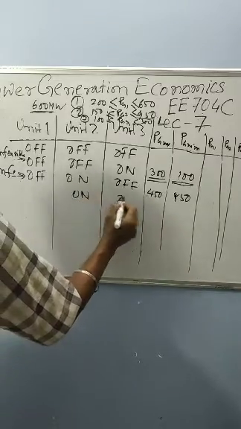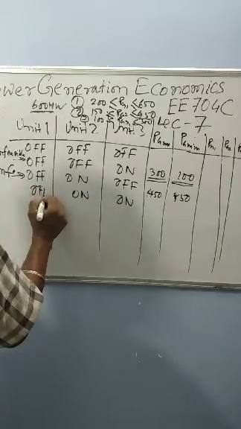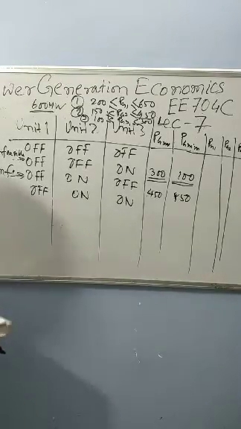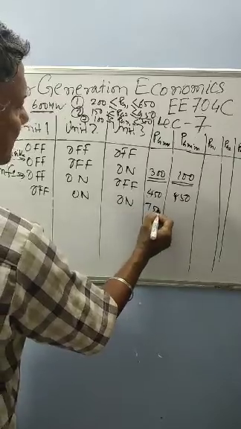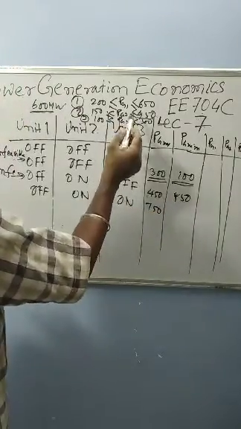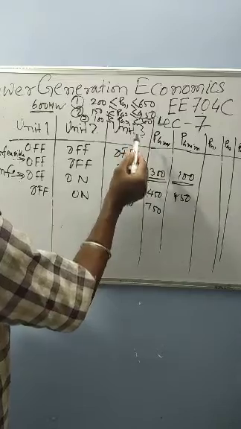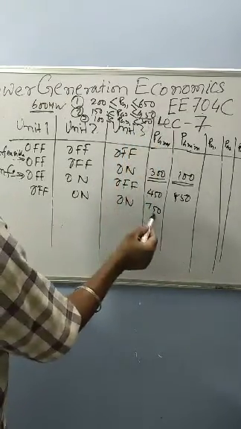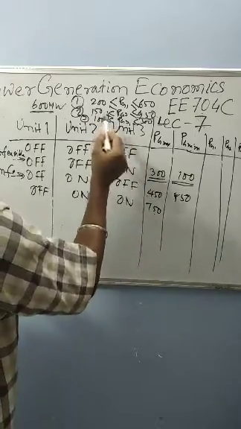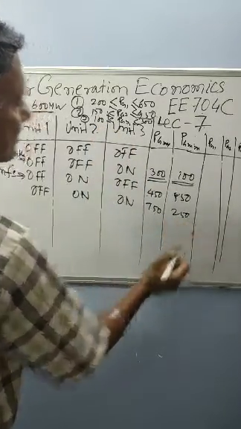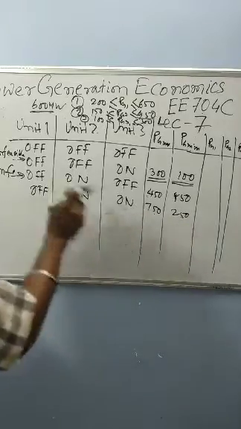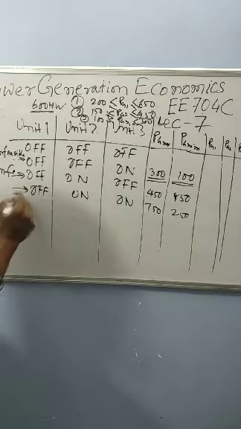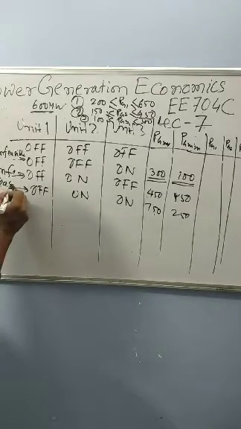If this is on, this is on, and the first one is off, now you have to see whether this combination is feasible or not. So what is the maximum load? 750, for the second and third. So 450 plus 300 is 750, and the minimum is 150 plus 100, 250. So within this range, 600 lies, so this is feasible.